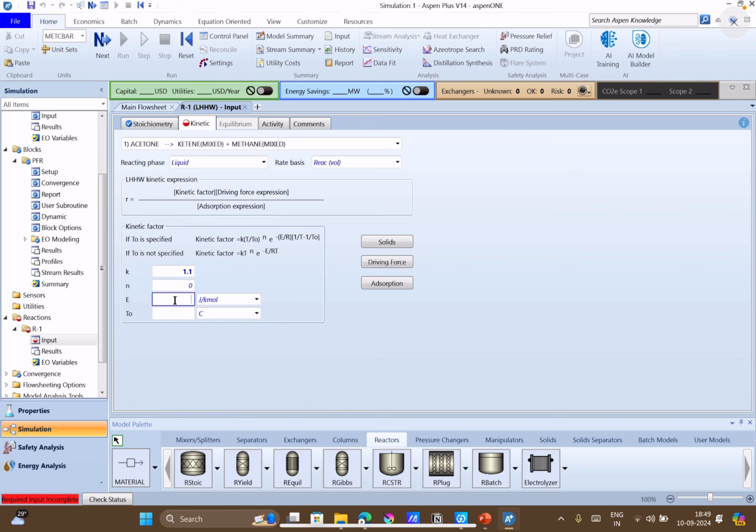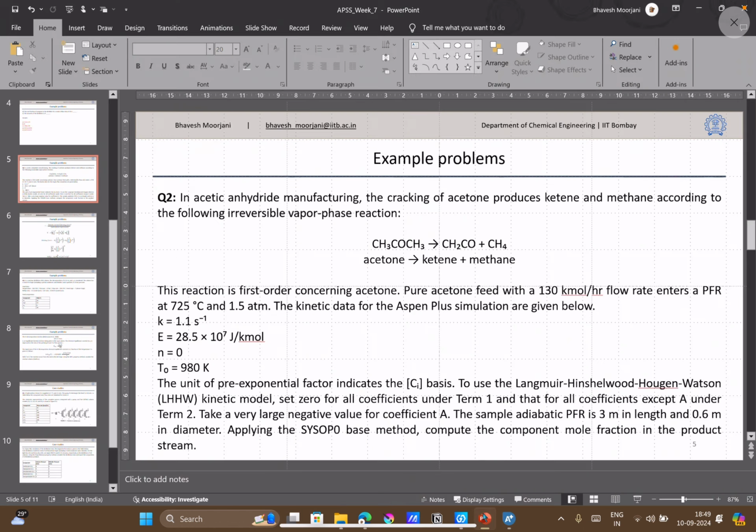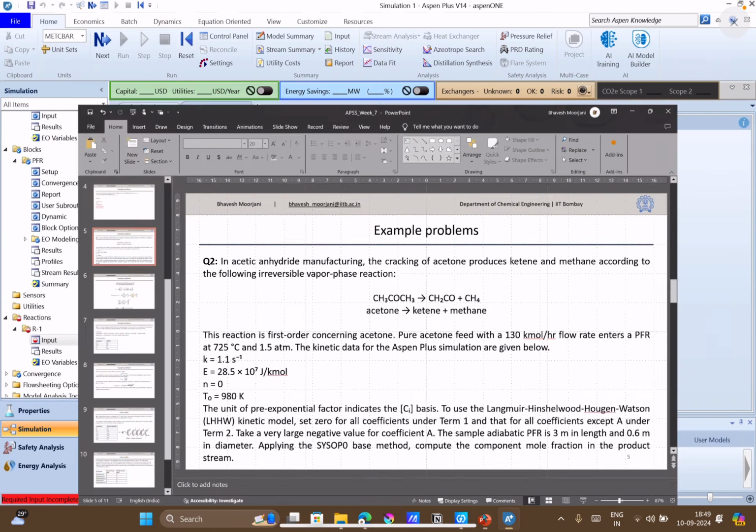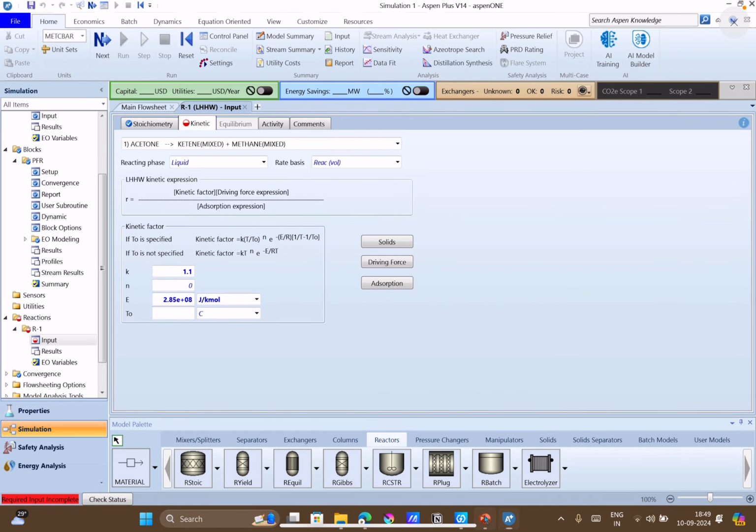So we have 28.5 e to the power 7. Okay, so it has changed it and written it in its form, 2.85 into 10 to the power 8. And the T0 value is given as 980 Kelvin. Okay, so let's put that 980 Kelvin. You will see still it hasn't turned blue, so there is still input incomplete.